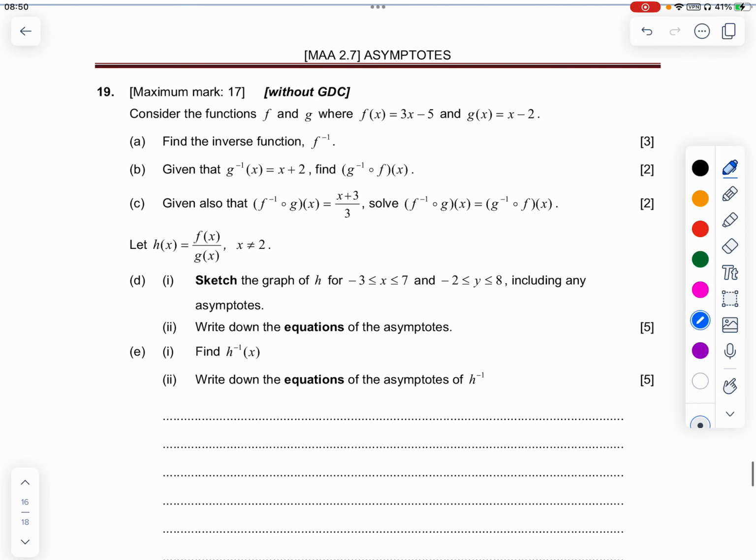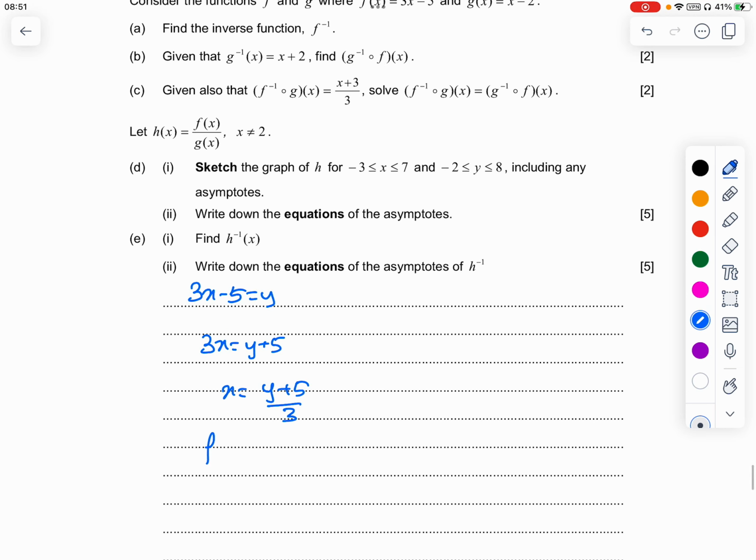Then question number 19. Consider the functions f and g where f of x equals 3x minus 5, g of x equals x minus 2. Find f inverse of x. So 3x minus 5 equals y, 3x equals y plus 5, x equals (y plus 5) upon 3. So what does f inverse of x become? (x plus 5) upon 3.